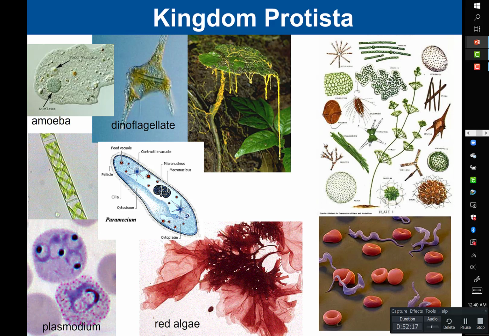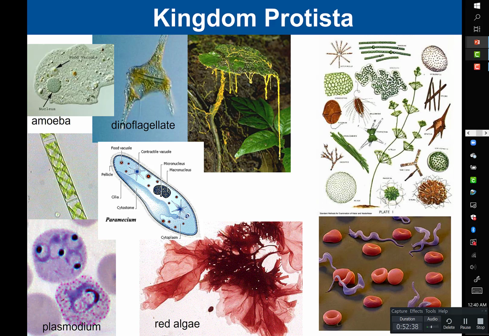If we look at our algae, red algae, for example, is placed into Kingdom Protista. If we look over here at this bottom right picture, these little purple squigglies, those are an organism called Trypanosoma. Notice that they're in with red blood cells.